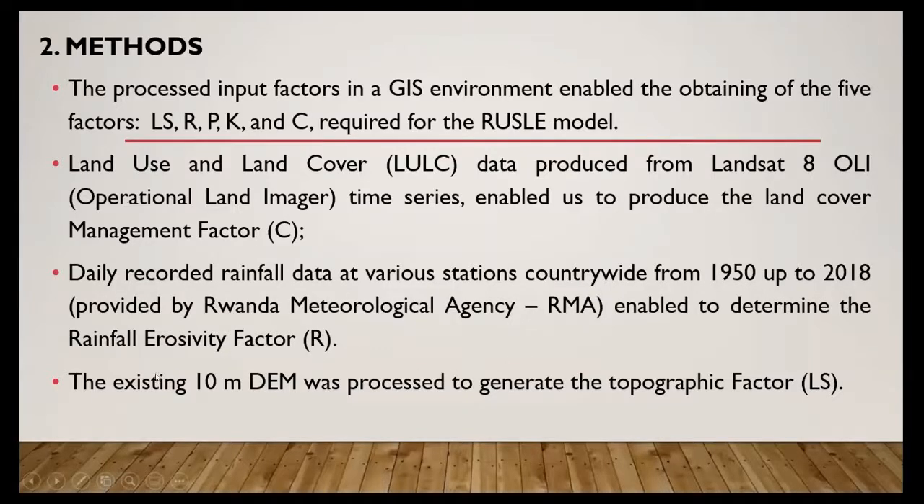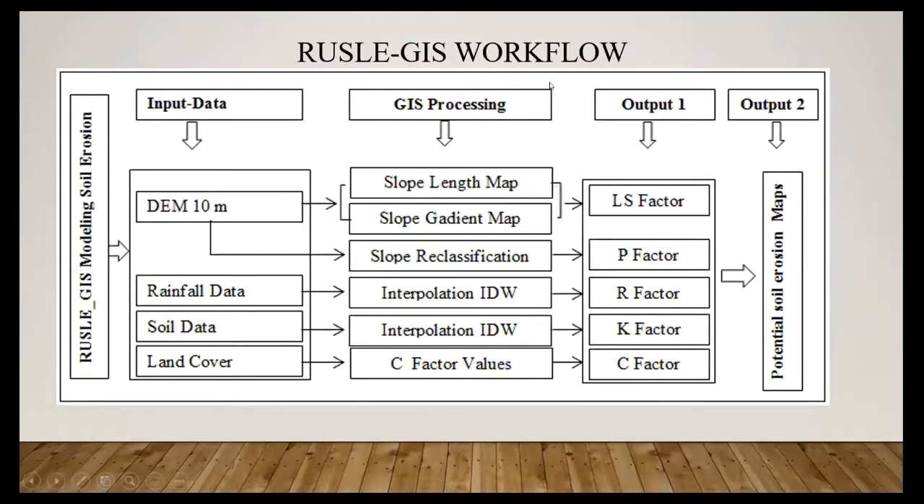We also processed the DEM, which has a 10 meter resolution, to generate the LS factor and P factor. And of course the K factor was obtained from the soil data. Now this is the Russell GIS workflow that we followed to come up with the final product of our research.